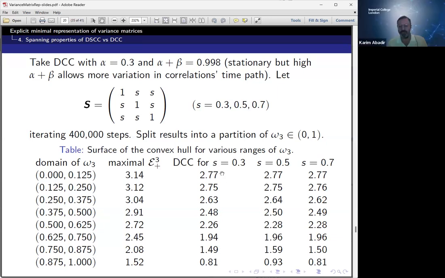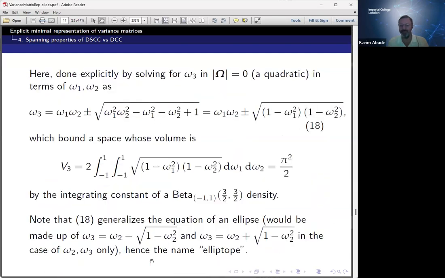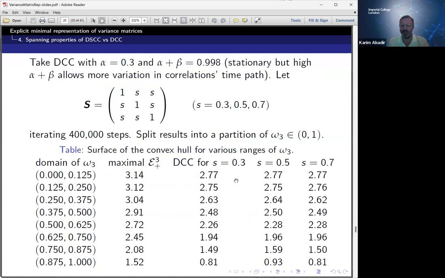So if you accumulate these columns and you multiply by 0.125, you get an approximate value, which we calculated in the paper for these various values, and compare that to pi squared over 2. And then you get a measure of the deficiency.